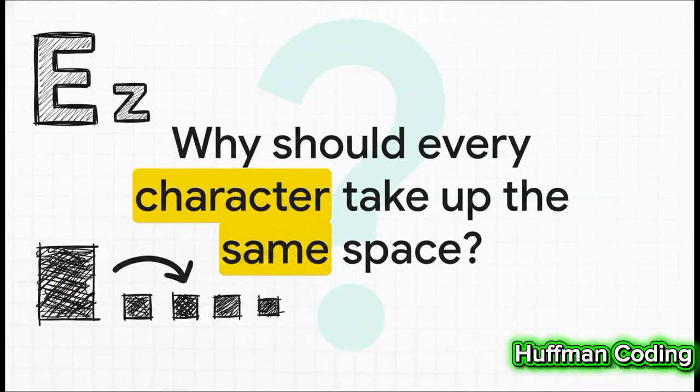So, let's kick things off with a simple but really important question. Think about the English language. We use the letter E all the time, right? But how often do you use the letter Z? Not so much. So why on earth should they both take up the exact same amount of space inside a computer file? It feels wrong, kind of wasteful, doesn't it? Well, that's precisely the problem Huffman coding was designed to fix.